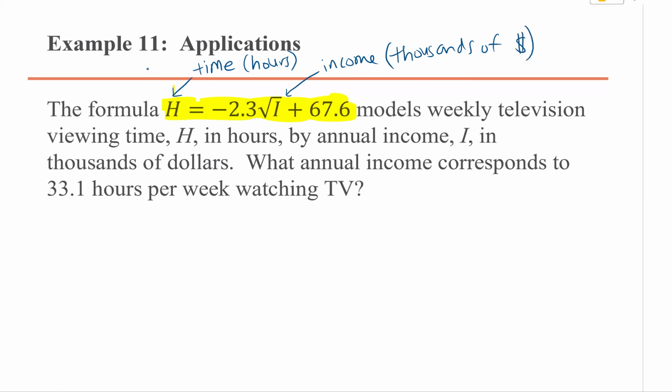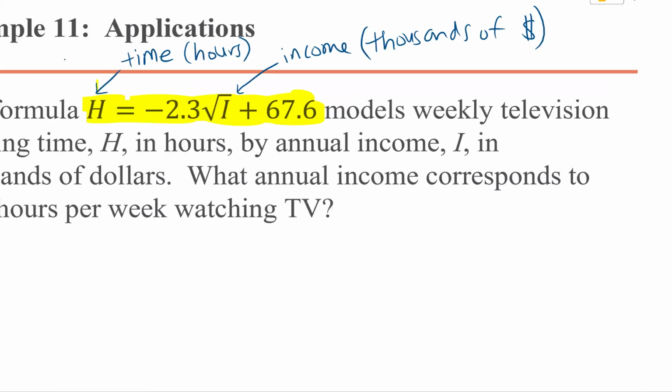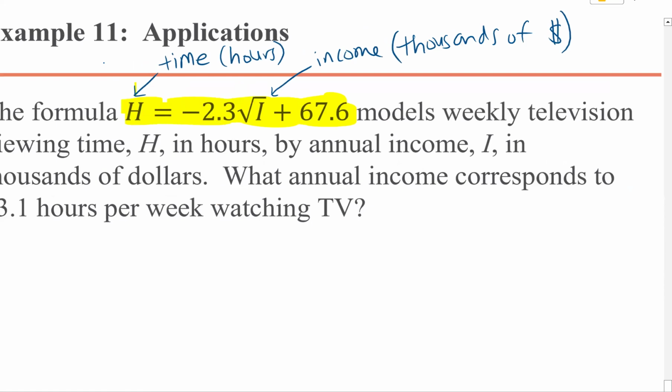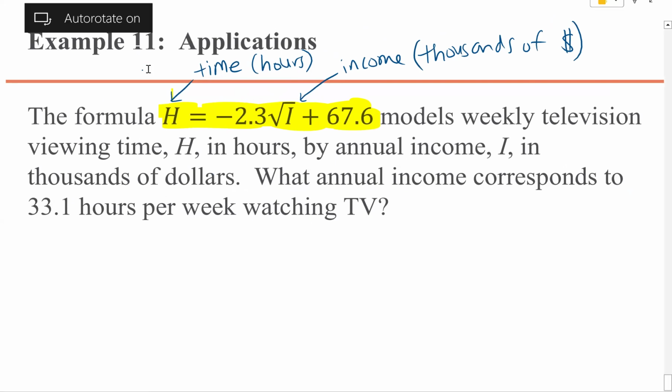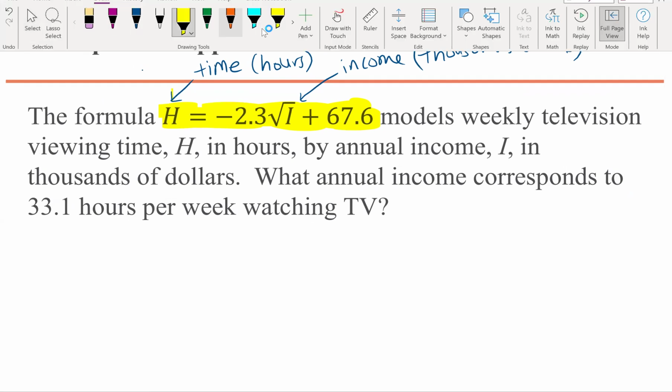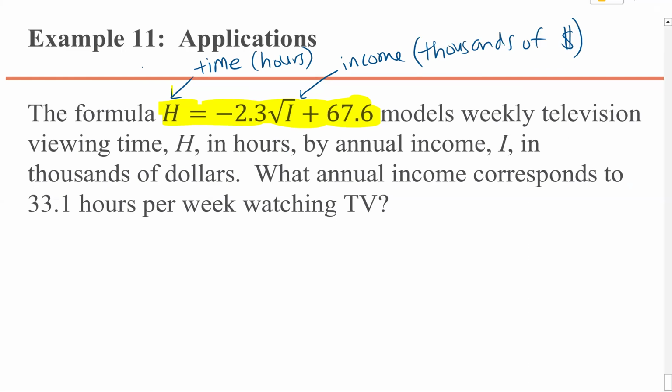I have to remind myself what's what because with these types of problems, they give you a number and you have to determine where to put it. I'm either going to put it where I is or where H is. If they give me time in hours, I'll put it where H is and find I. If they give me income, then I'll put it for I and find H. What are they giving me here? What annual income corresponds to 33.1 hours per week watching TV? So they're giving me hours.